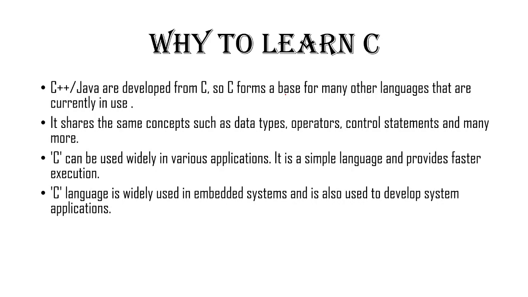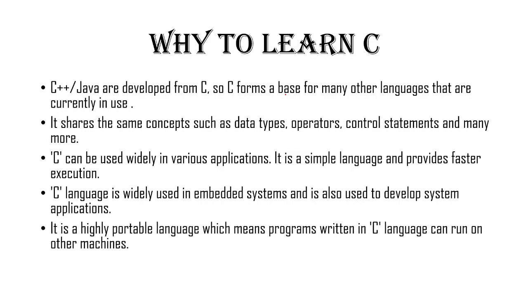Then C language is widely used in embedded systems and also used for developing system applications. Since C is a machine level language or low level language, very close to the machine code, it is mostly used in writing the code for operating systems and for embedded systems like microcontrollers, processors, and all these things. Okay, so here it is a highly portable language, which means a program written in C language can be run on other machines. Okay, so these are the characteristics of why you should learn C.